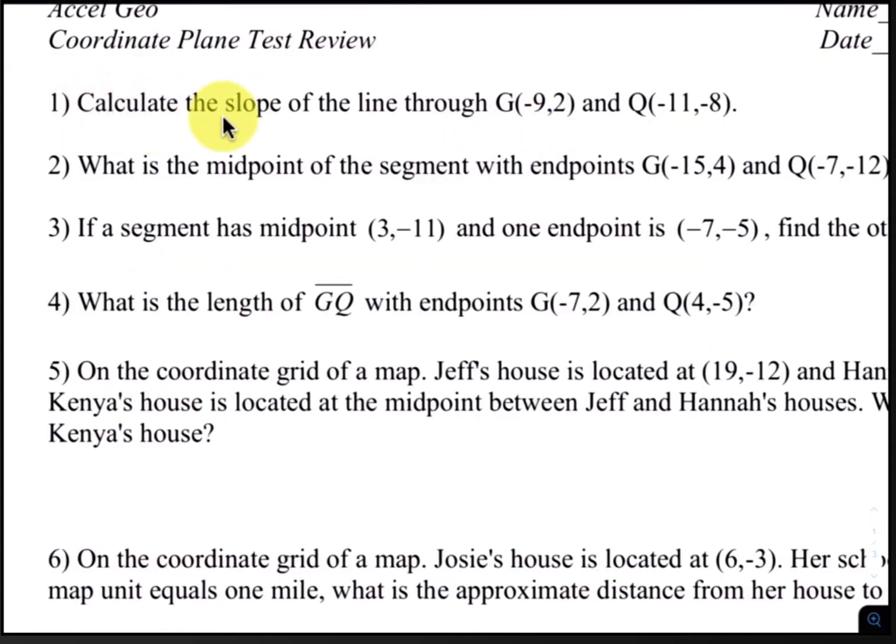Question number 1 says, calculate the slope of the line through point G, (-9, 2), and point Q, (-11, -8). The first thing you want to do to find the slope is to use the formula: slope is y2 minus y1 divided by x2 minus x1. Of course, y2 is -8, y1 is 2, x2 is -11, and x1 is -9. Plugging in the numbers, we have -8 minus 2 on the top, -11 minus -9 on the bottom, and that comes out to be -10 divided by -2, which is 5.